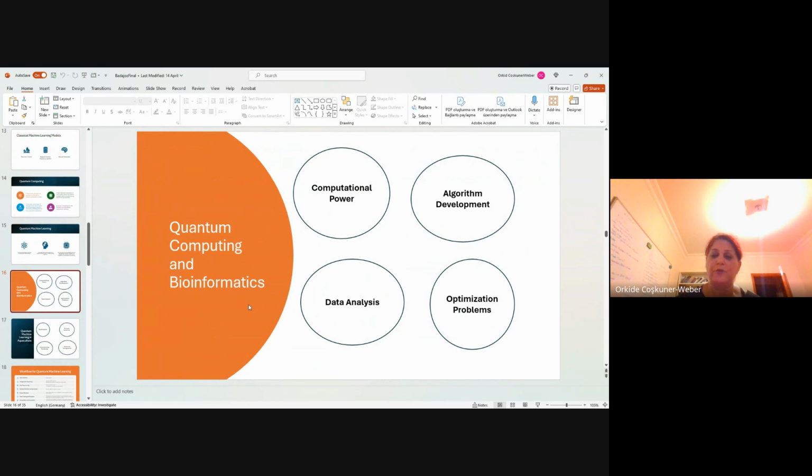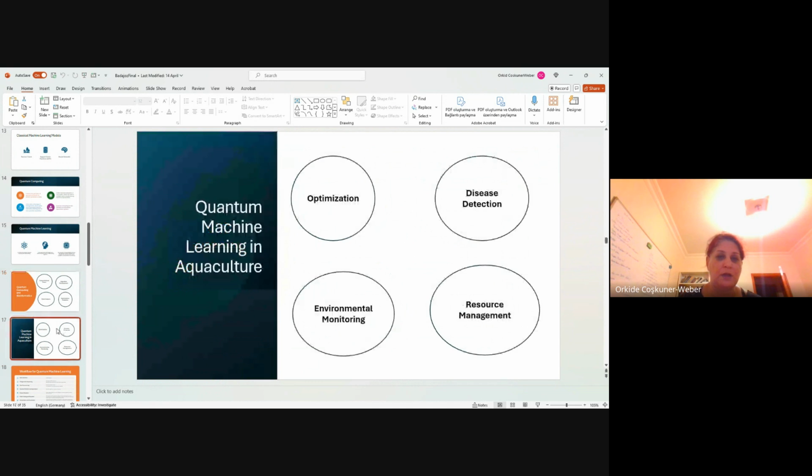When we use quantum machine learning in aquaculture system studies, this is an emerging and innovative approach that has the potential to revolutionize the study of microbial communities in aquatic environments. It can be helpful in optimization, disease detection, environmental monitoring, and resource management.